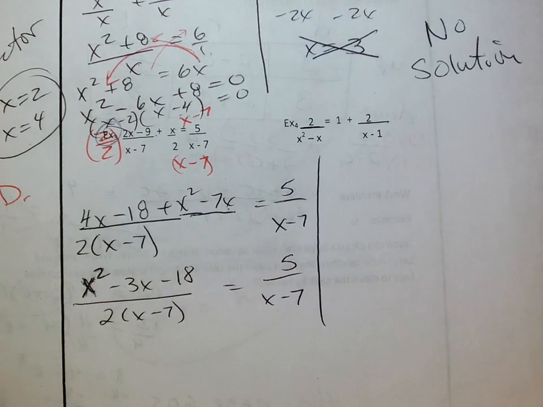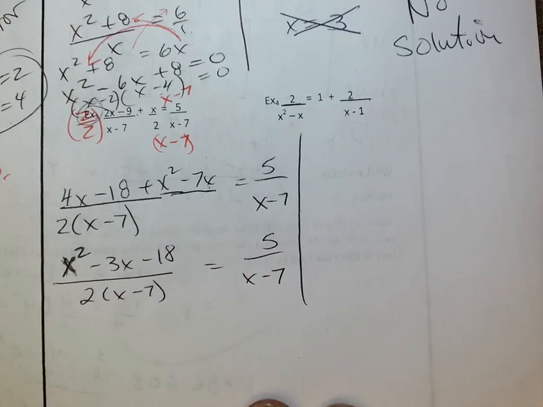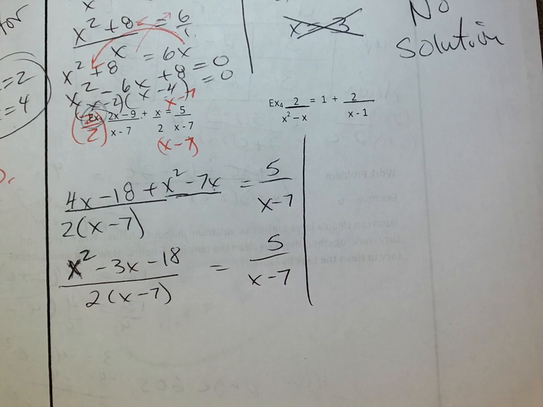Okay, how am I doing? How do I come up with this? I know I've been doing this for a long time, but think about this. If I were to multiply both sides by x minus 7, what happens? Do the x minus 7's cancel, don't they? They just drop out.